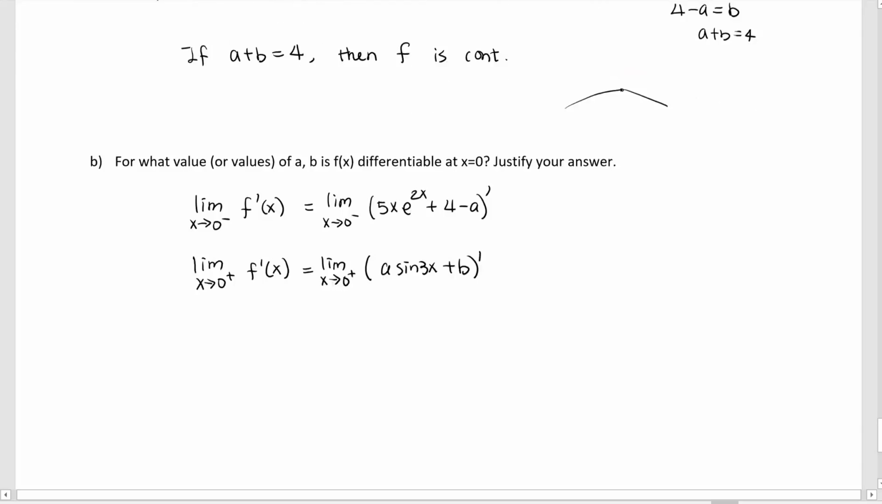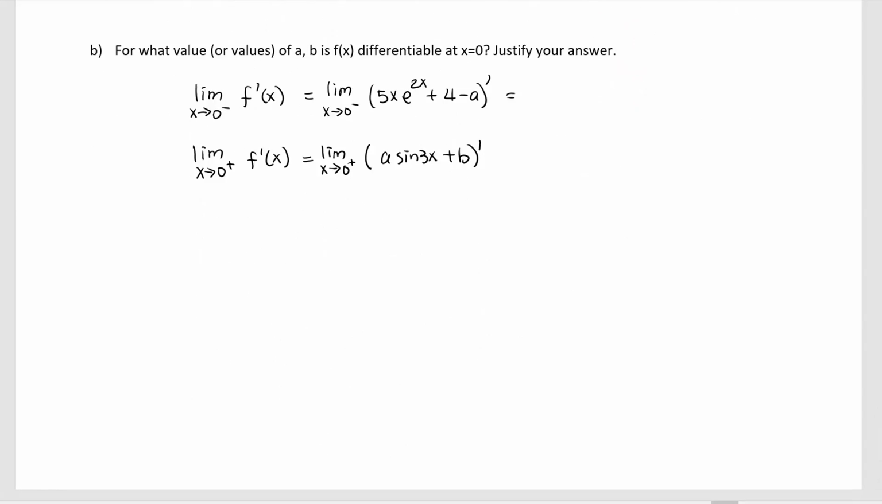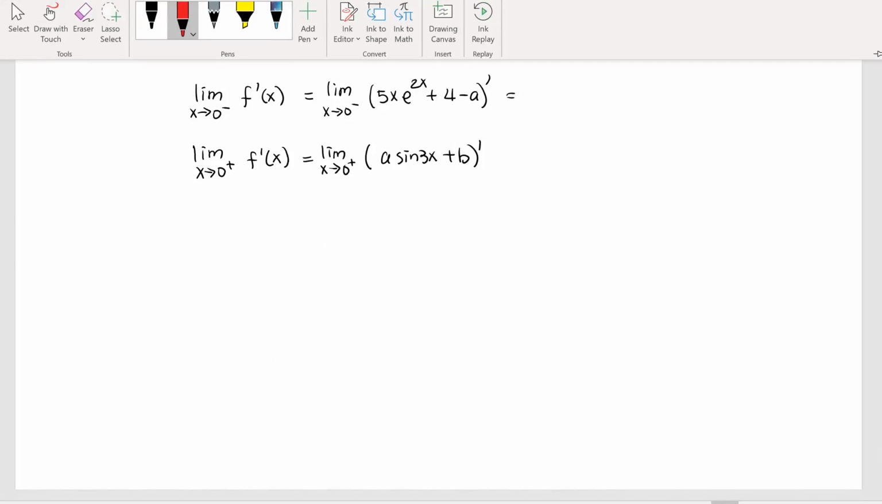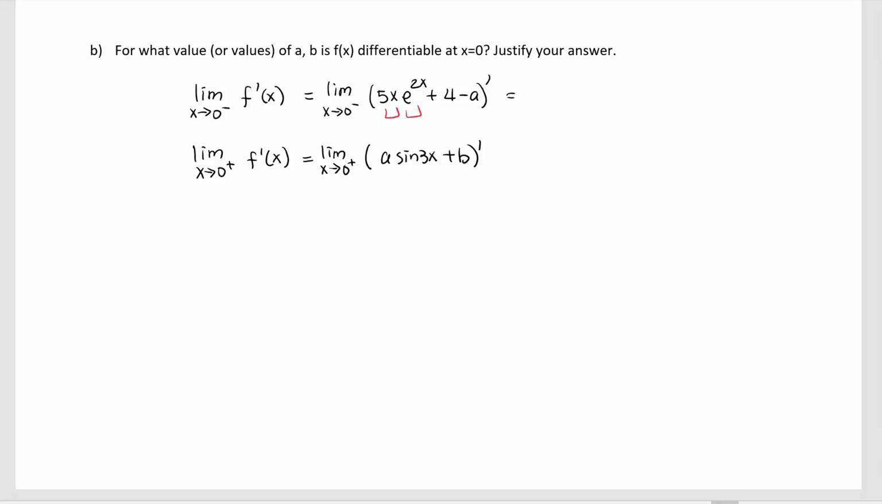Now let's see. When we differentiate, can you see this guy? We have a product, so we have the product rule. So what is the product rule? Product rule is the first guy prime times second guy plus first guy times second guy prime, right? And then the derivative of 4 is 0 because it's a constant term. Derivative of a, is it minus 1? No, a is just a number. Okay, a is a constant. So we get zeros for those.